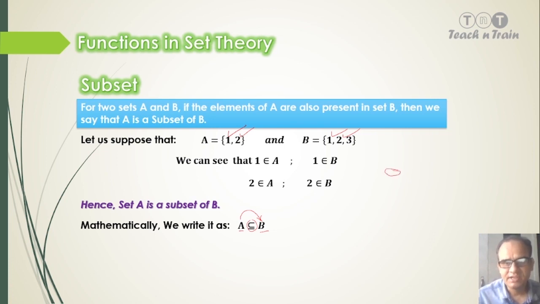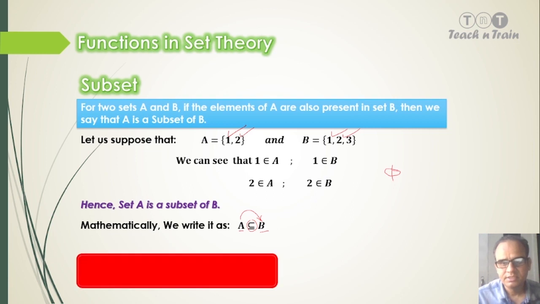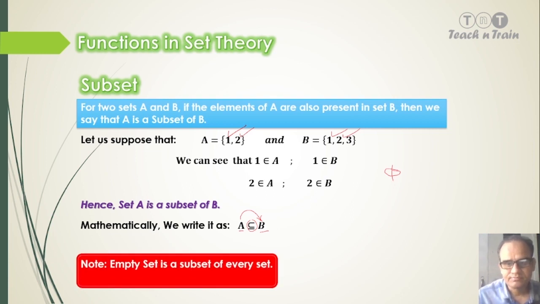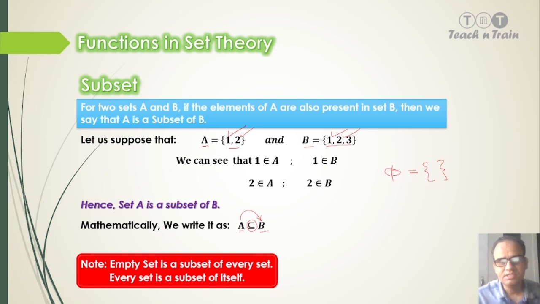Here is some extra information for you about sets. First, phi, the empty set, is a subset of each and every set. The second thing is that every set is a subset of itself. I mean, A is fully contained in A, B is fully contained in B, meaning A is a subset of A, B is a subset of B. This is the thing which I want to tell you.